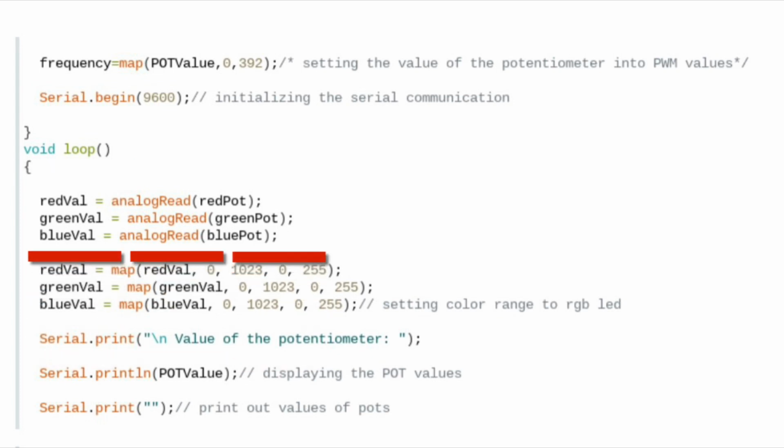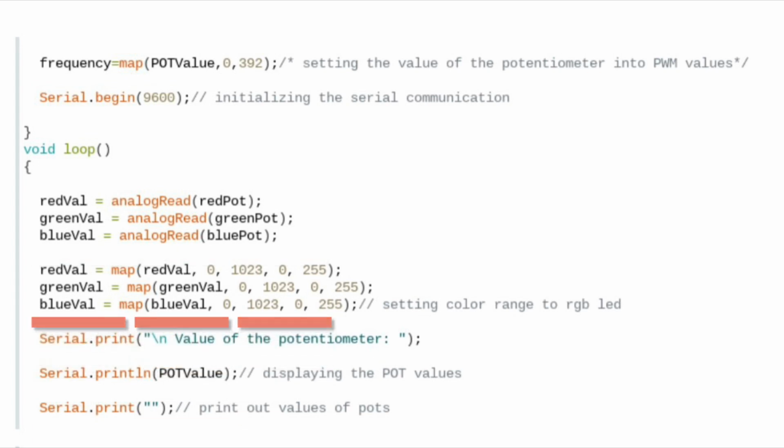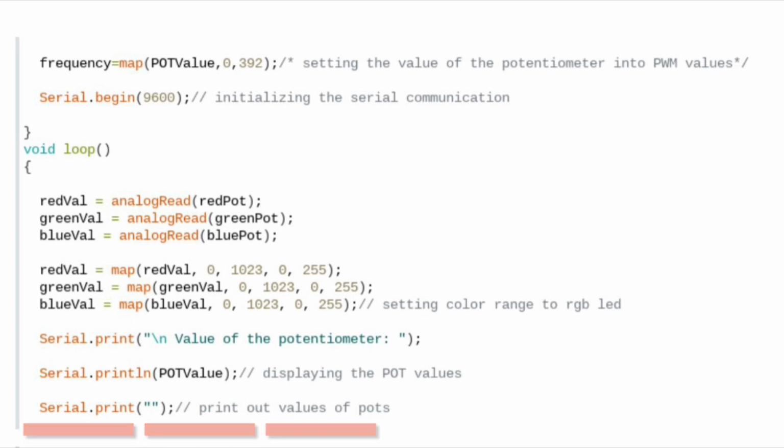To begin the void loop, I'll assign a specific color to each of the 3 LED pins. I will also map out the highs and lows of each RGB LED pin. Finally, I will print out the value of the potentiometers.